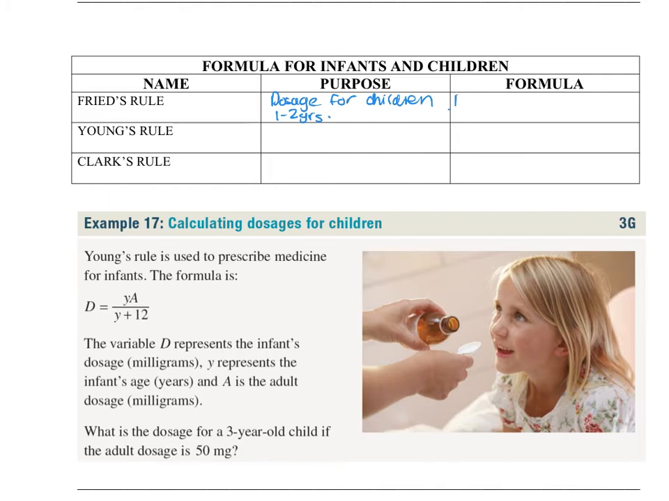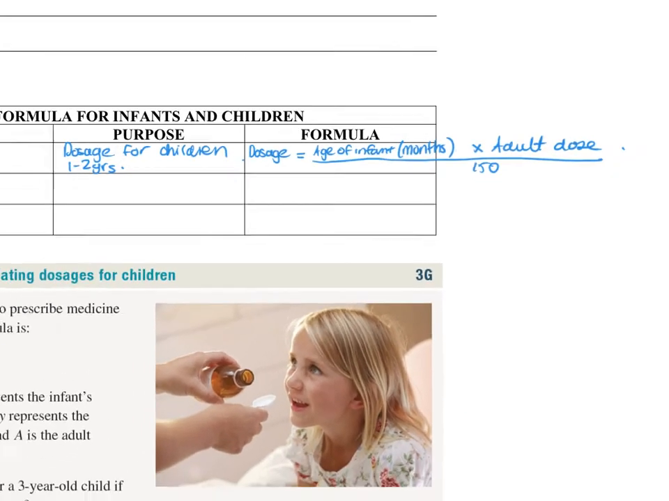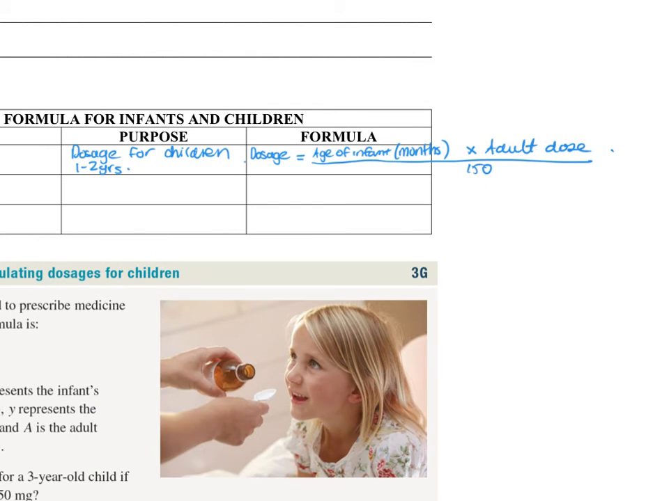So the formula here is dosage, and that is equal to the age of the infant. But when you do that, it needs to be in months. That's really, really important. And you times it by whatever the adult dose is, and then you divide it by 150. So just get a copy of that down. Dosage for children that are aged between 1 to 2 years.